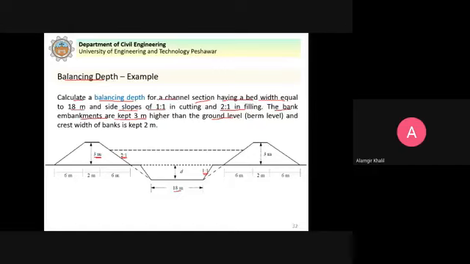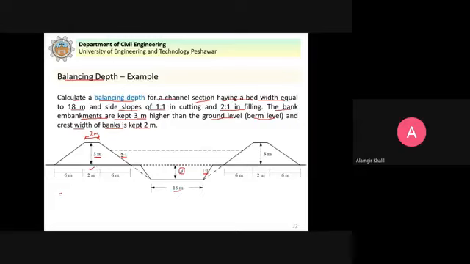Then the crust width of the banks is kept 2 meter. This is the crust width from here to here, and this is 2 meter. Now we have to calculate the balancing depth, and it is this D here. This will be the depth for which the area of cut and fill will be equal. So this is known as balancing depth.